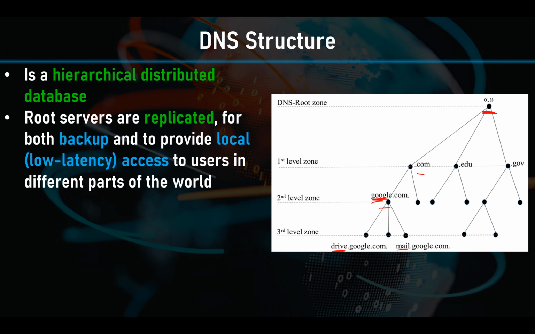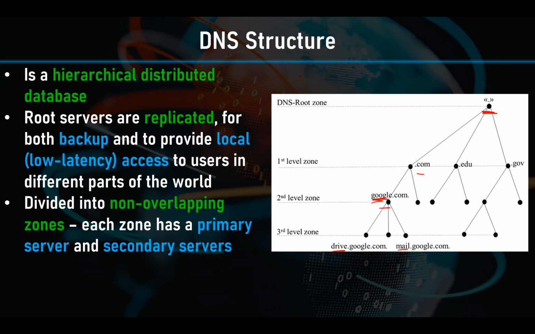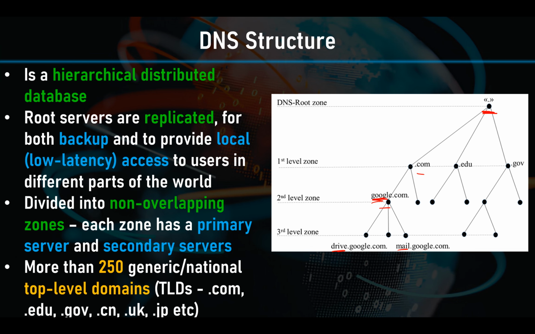So this actually says that root servers are replicated for backup and to provide local or low latency access to users in different parts of the world. They're also divided into non-overlapping zones, so each zone has a primary server and secondary server. The primary is the main one, and the secondary is just backup. And there's more than 250 generic or national top-level domains, like .com, etc.